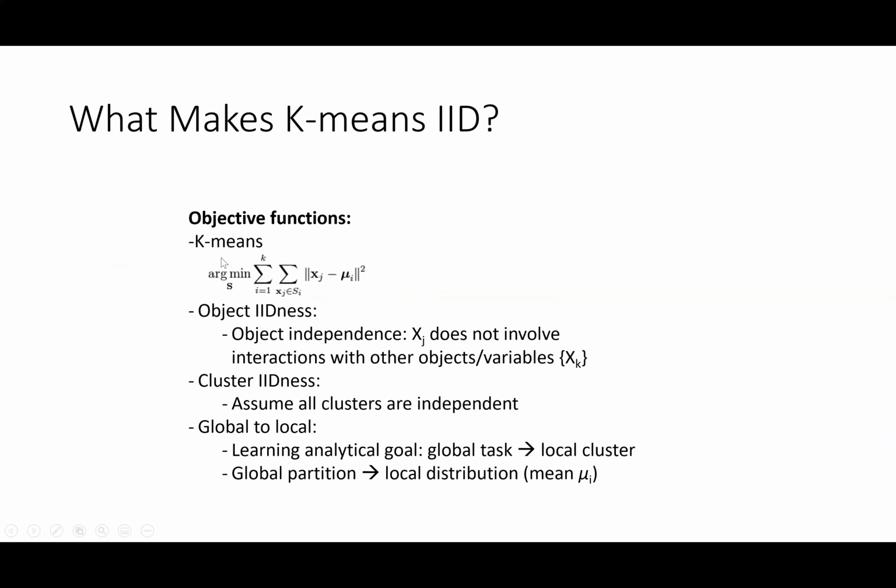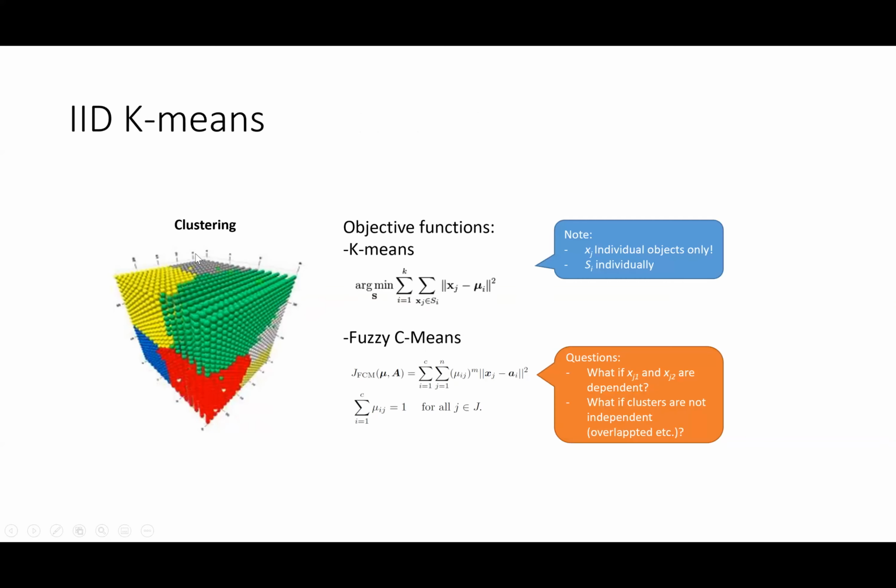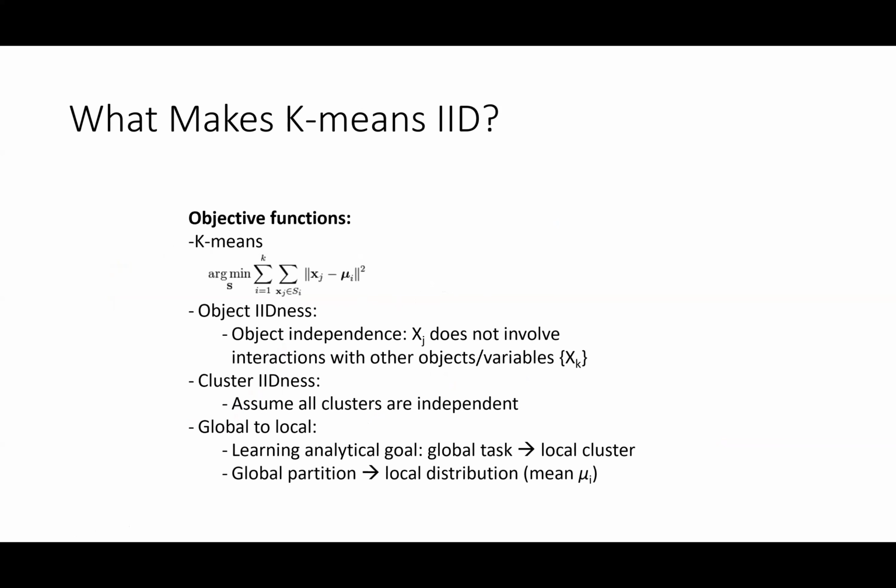So when we have this basic k-means objective function, we basically assume object IIDness and cluster IIDness. And we understand there's a global learning issue, and then we convert it to a local learning task for each cluster. That's why you have K clusters to be optimized, right? And all these actually have some very strong assumptions behind. Particularly, another thing I want to mention is that as a global partition, there's a global learning task, but we converted the global learning problem to a local learning problem.